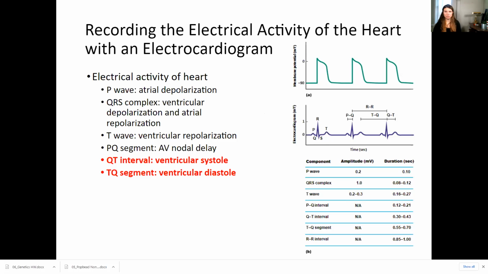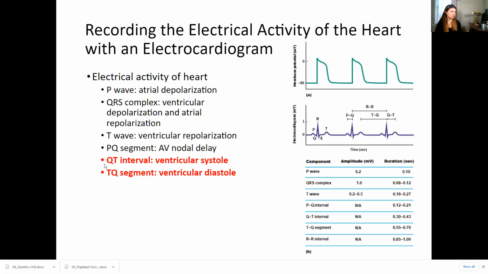So we might be interested in whether the signal is going really slowly between our SA node and our AV node, right? In which case we would look at the PQ segment. P is our atrial depolarization, and the QRS complex is our ventricles depolarizing as the atria repolarize. So if we look at this PQ part, that would be the time as that signal is passing to the ventricles. So that tells us about that pathway.